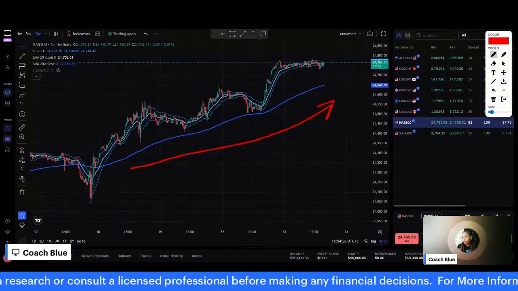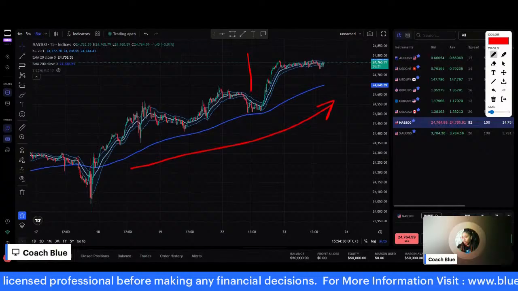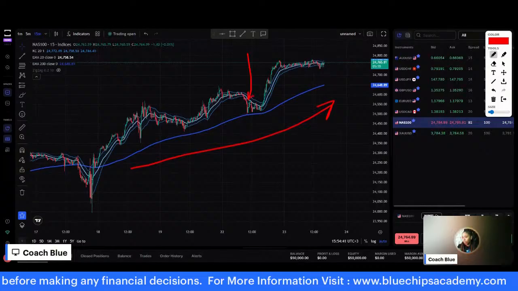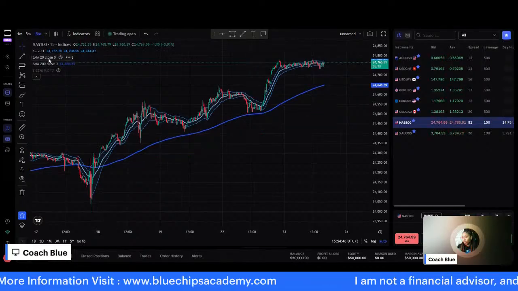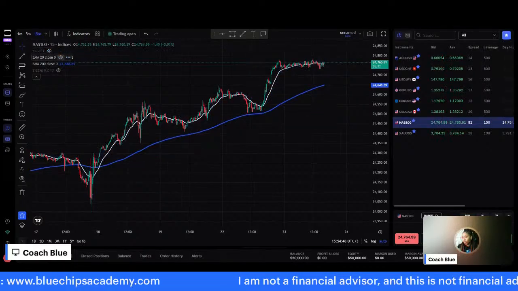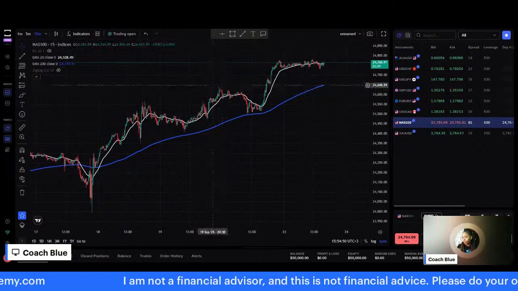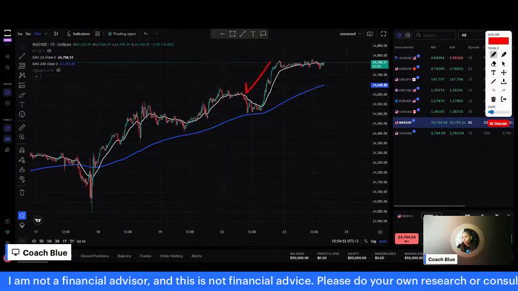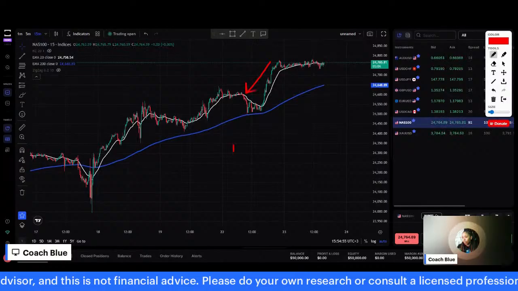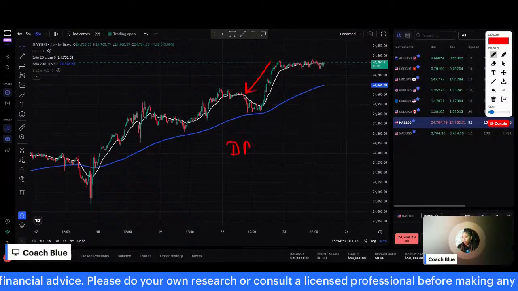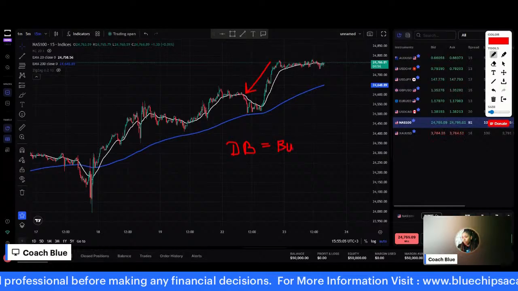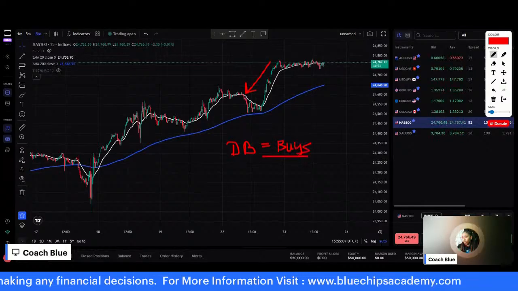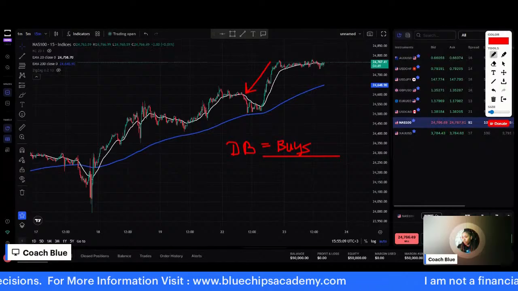Also, what we see is the 20, which is this line here. Let me hide the Keltner as well, for right now. The 20 is above the 200, so our directional bias for today, meaning we're looking mainly for buys, that's our directional bias for today.